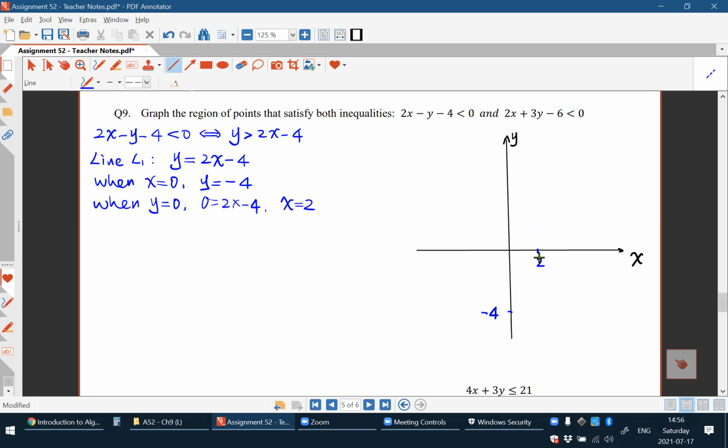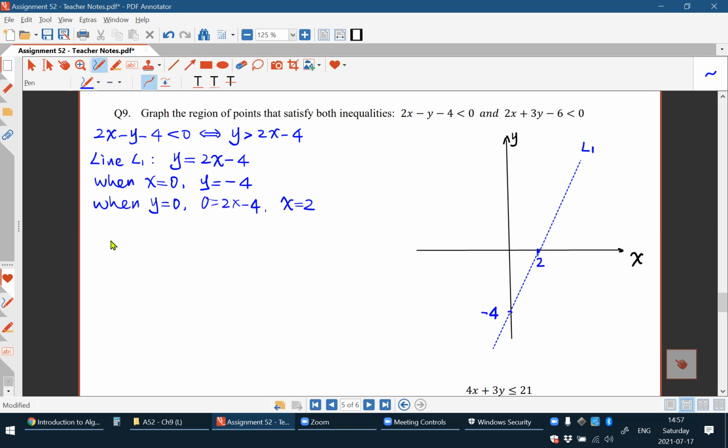This time we use a dotted line because the inequality is strictly greater than. So we use a dotted line. Okay, this is our first line. Usually we put a letter to denote which line this is. Let's put L1 here, okay?